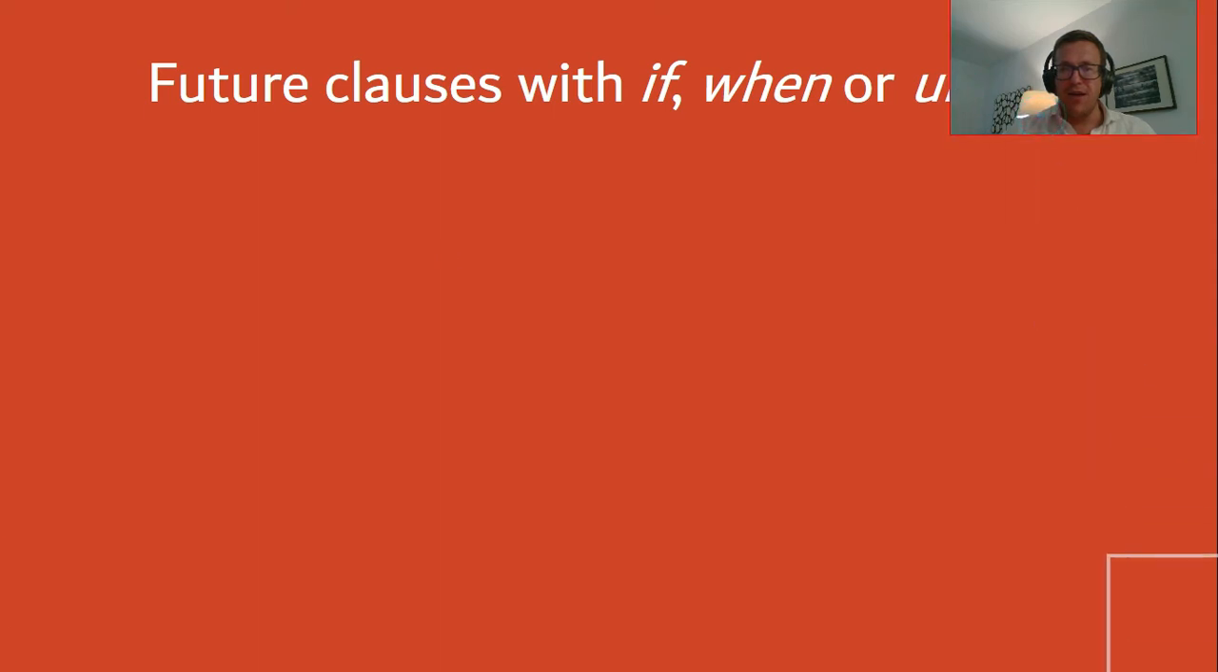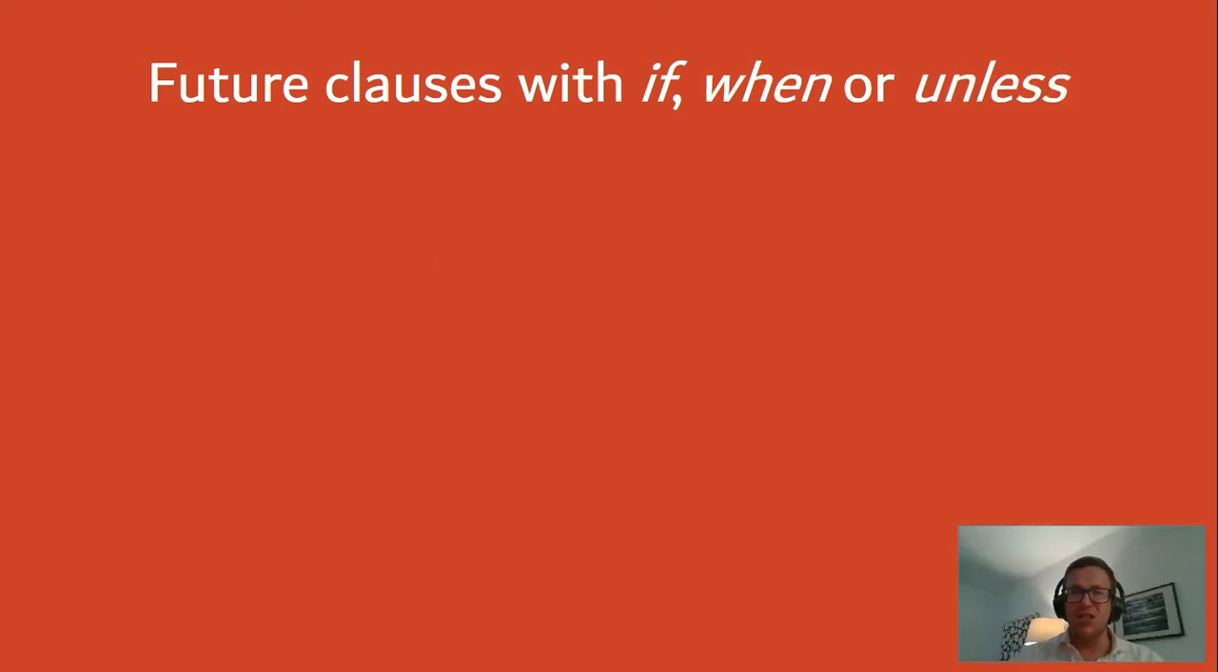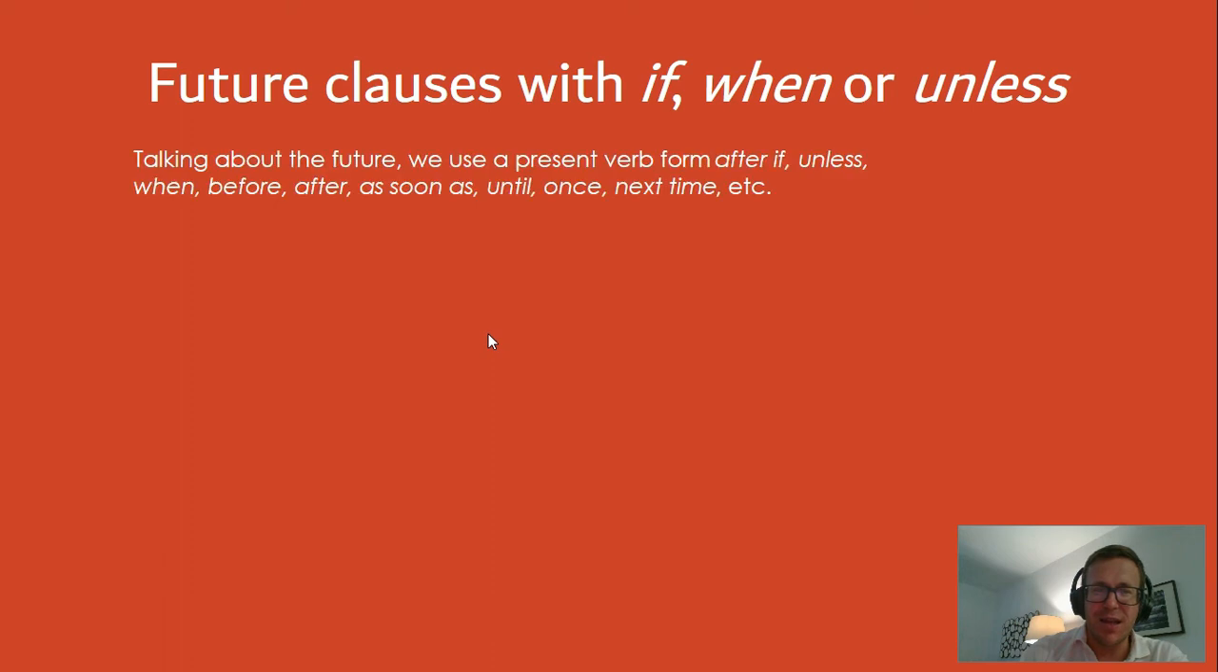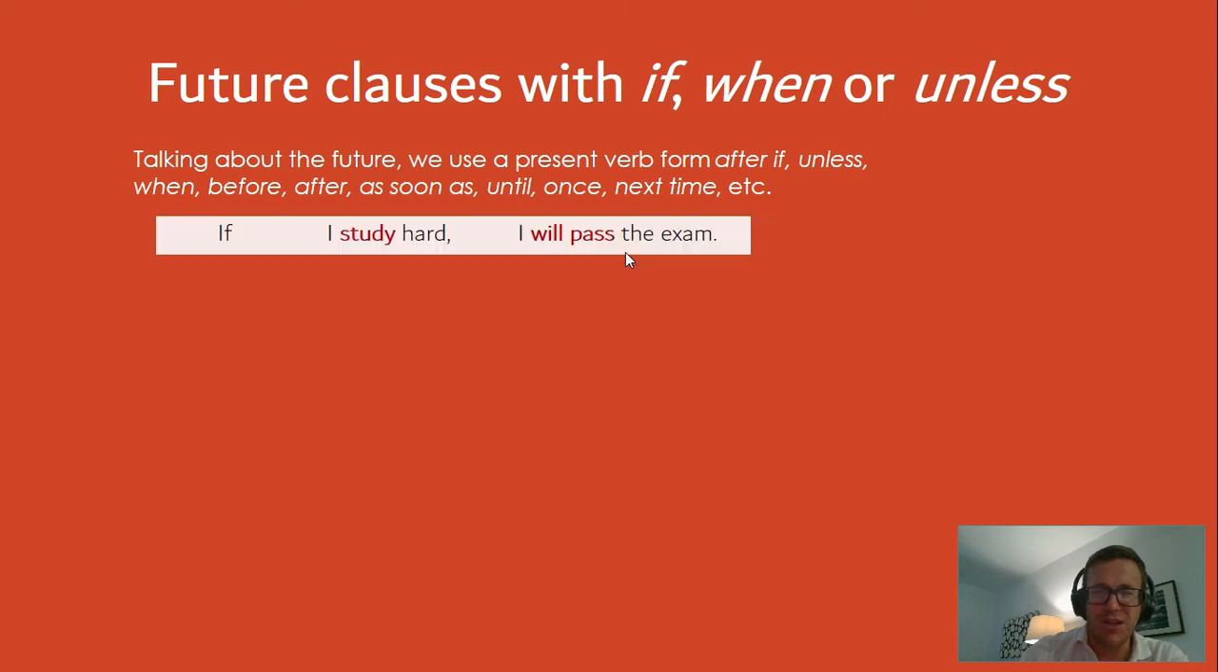And now we will do future clauses with if, when, or unless, and there's other words as well actually. So a clause just means a part of a sentence. So when the part of a sentence has if, when, or unless, it's a little different. The grammar is a little different. Take a look. If is quite easy. This is when we talk about the future, but we use a present verb after if, unless, when, before, after, as soon as, until, once, or next time. I'll show you the examples.